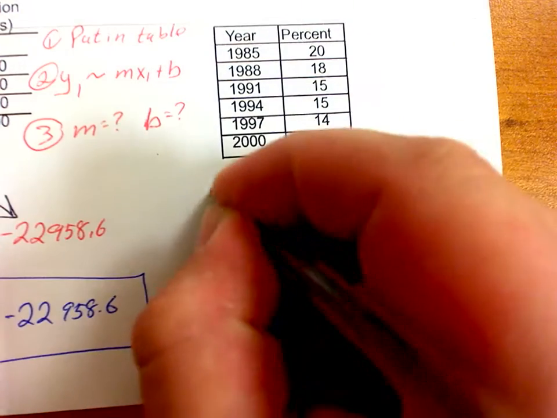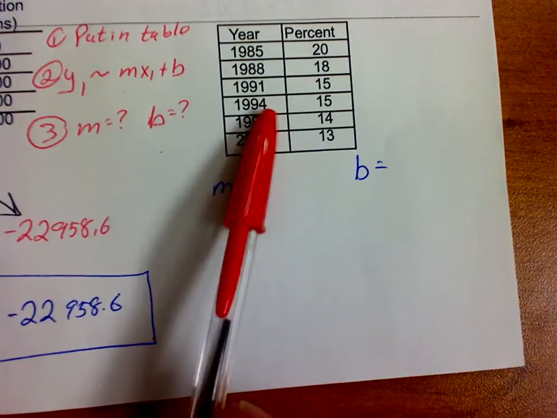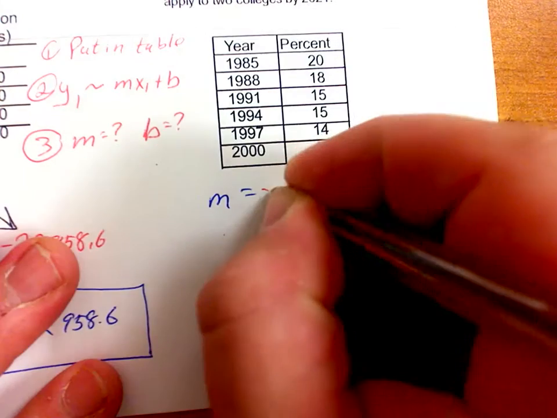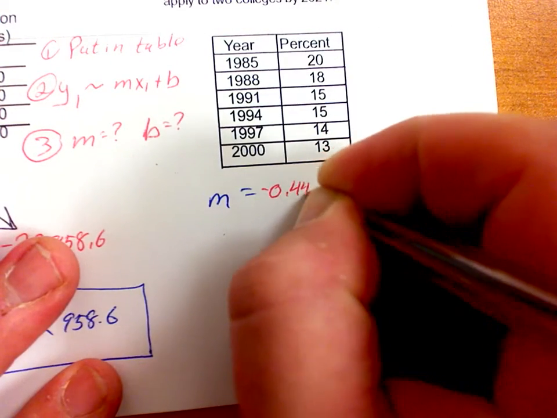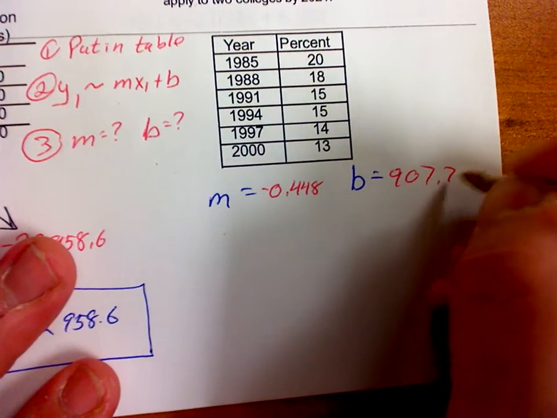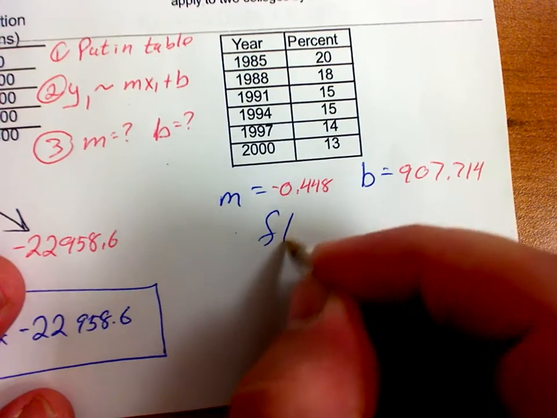Okay, now once again, we have to figure out what our slope and our y-intercept are. When we plugged in these points and used that equation, we ended up getting a slope of negative 0.448 and a y-intercept of 907.714.